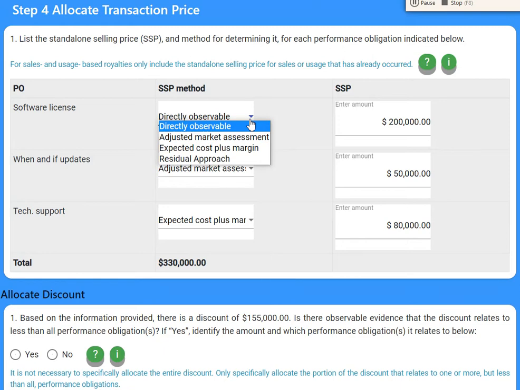A third approach is an expected cost plus a margin. So if you have a standard markup, say 30%, perhaps you're selling a new product, maybe you can estimate the standalone selling price by estimating what your cost would be and then applying your standard markup.